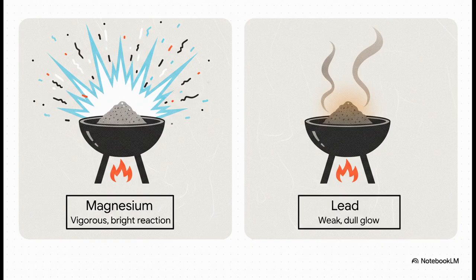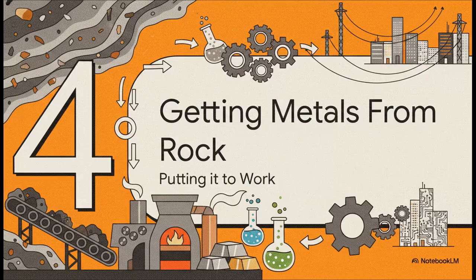A highly reactive metal, something like magnesium, just burns with this blindingly bright white light. It's super spectacular. But then you try a less reactive one, like lead, and it just glows dimly, kind of like a dying ember. And this huge difference in vigor is exactly how we build the reactivity series, from most reactive to least.